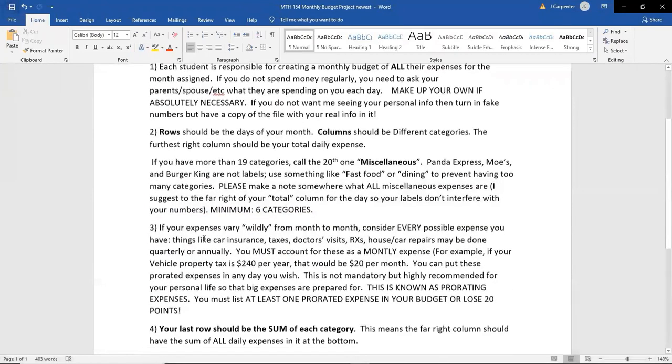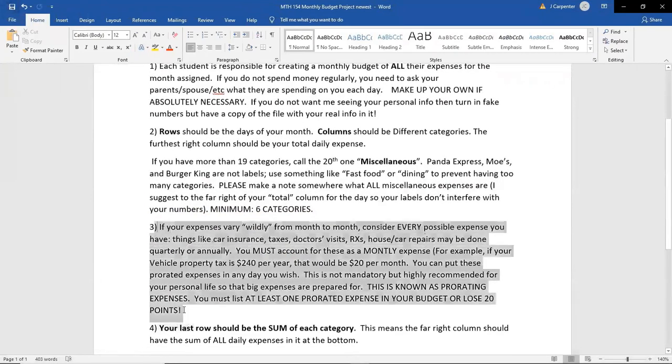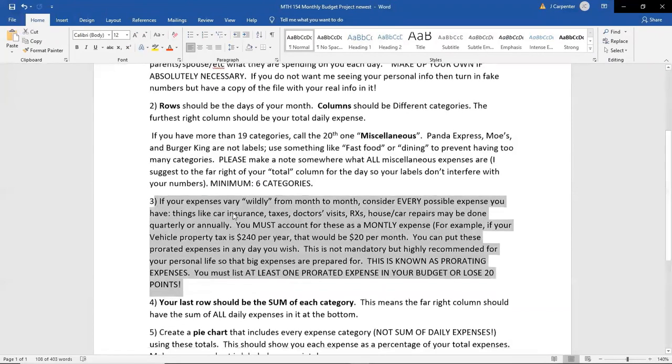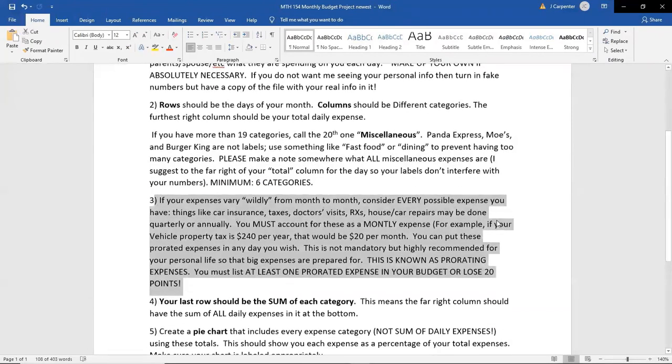We said that I would love for you to try and prorate some of your expenses, but I did say you must list at least one prorated expense and mention somewhere in the Excel file which one it is. That's a significant point loss if you don't. You have to have your sum column, which is the sum of the days. You have to have your sum row, which is the sum of categories.